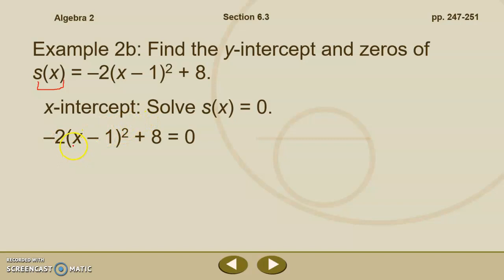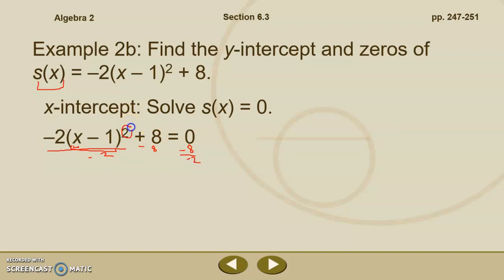Our ultimate goal is to get this x by itself, so we need to work our way from the outside in. First, we need to isolate this set of parentheses. We're going to do the order of operations in reverse order. So I'm going to look and see if there's anything that I can add or subtract. And I see this plus 8, and I know that I can subtract 8. Then I'm going to look and see if there's anything I can multiply or divide. I see this being multiplied by -2, so then I can divide by -2.